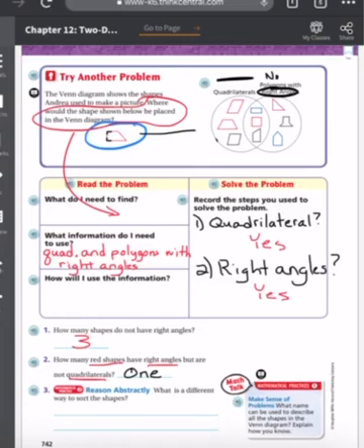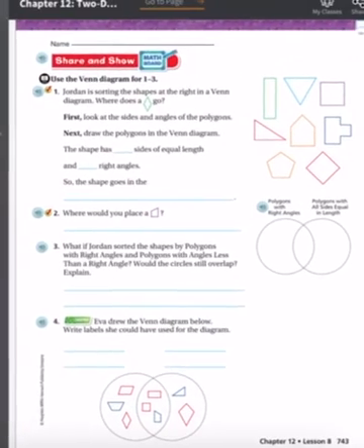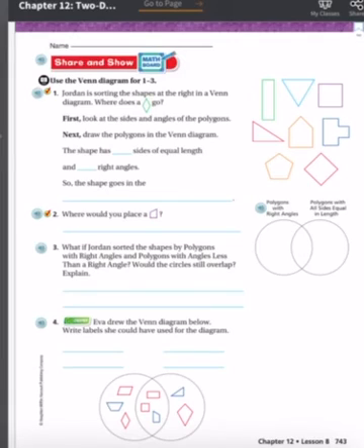Okay? All right, so that's going to do it for our lesson today, boys and girls. Please do share and show. There are 4 questions on page 743. So do those problems on page 743. Bring it to me so I can check it, make sure you're on the right path. And if you are, then you can continue on to your assignment.